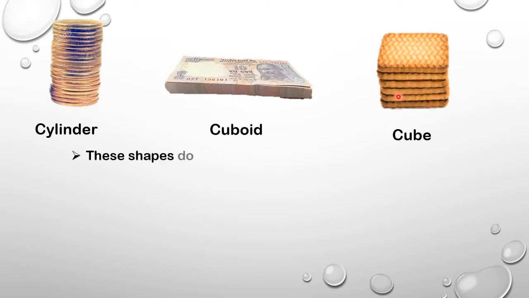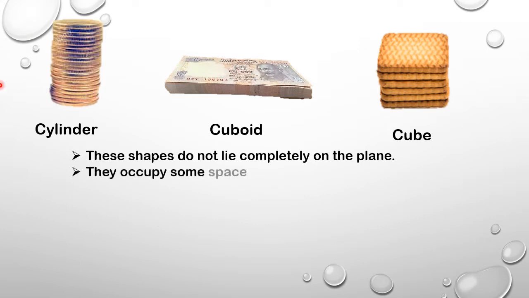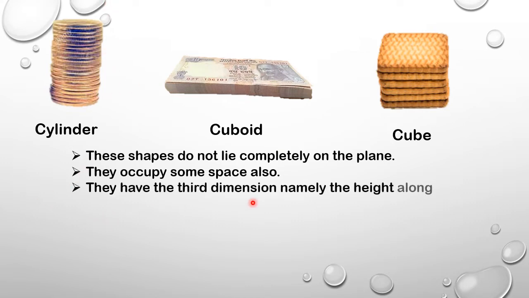Okay. So these shapes do not lie completely on the plane, because the other coins, the other rupee notes, the other biscuits, except the last one, are lying in the air, or they occupy some space also. So this space is called height. So they have the third dimension, namely the height, along with the dimensions length and breadth.